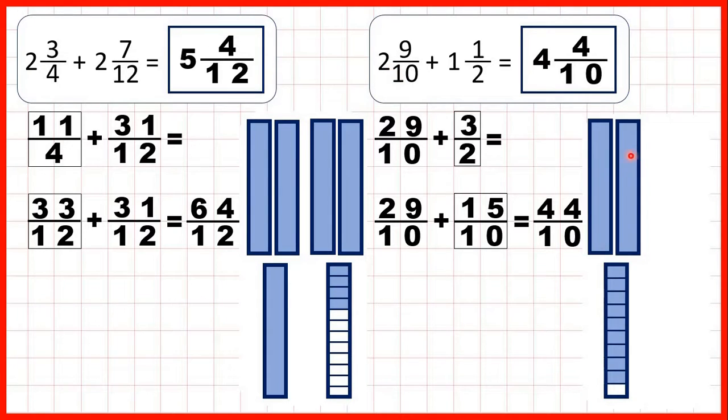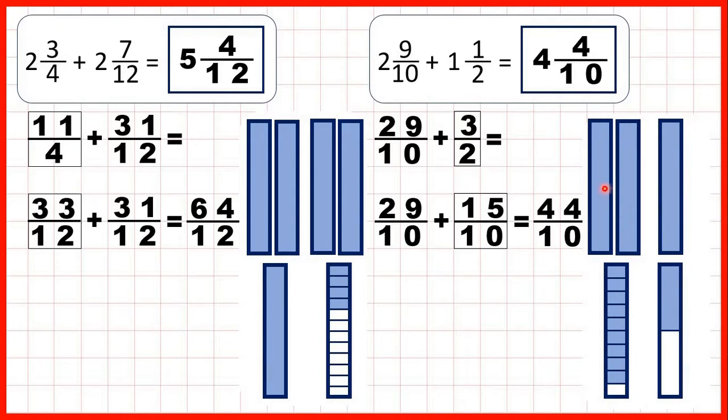Then we had 2 and 9 tenths, and we were adding 1 and a half. We changed 2 and 9 tenths into 29 tenths, and we changed 1 and a half into 3 halves. But to add fractions, we needed the denominators to be the same. So we changed those 3 halves into 15 tenths, which meant when we put them together, we had 44 tenths. But to change that back into a mixed number, we divided 44 by 10, and that gave us 4 remainder 4, so 4 and 4 tenths.